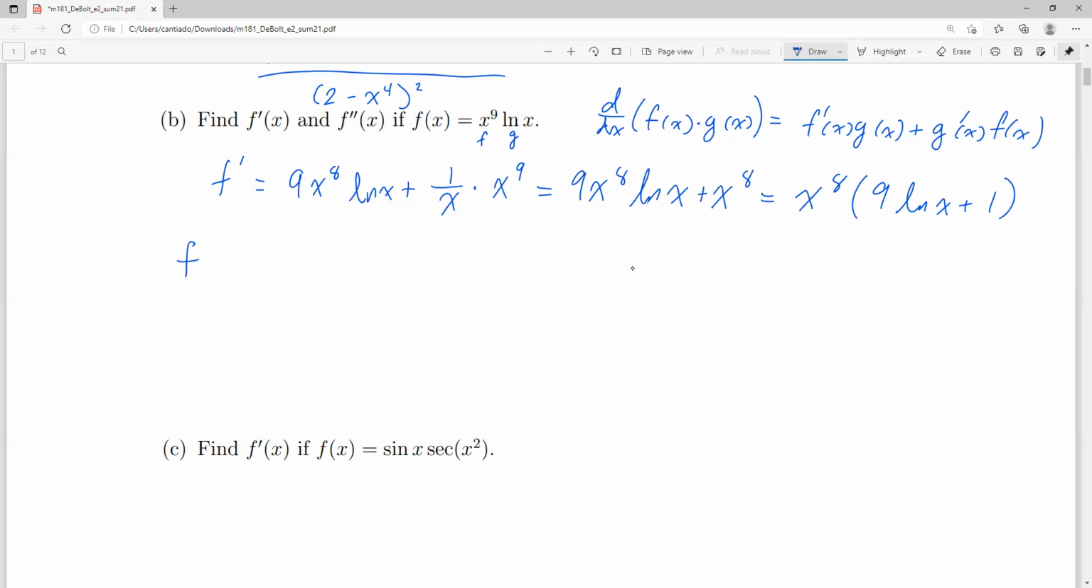If we were to take the second derivative of f now, we have to readdress what is our first function, what is our second function.